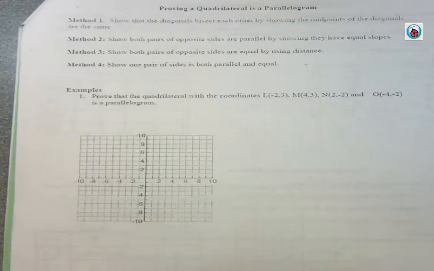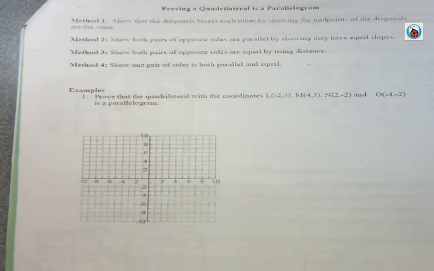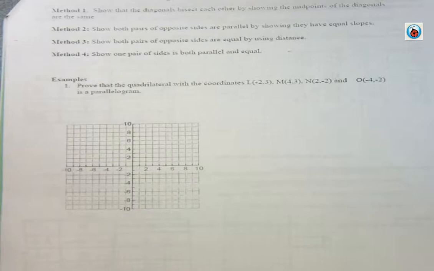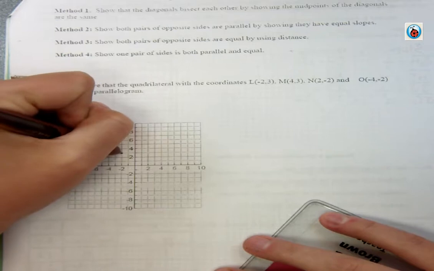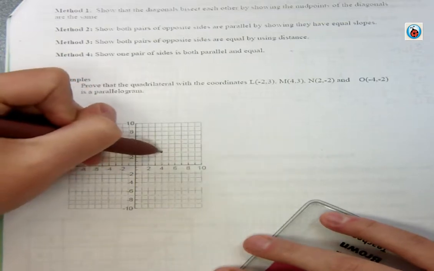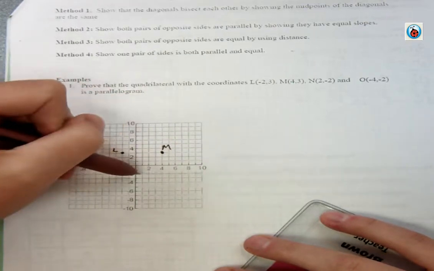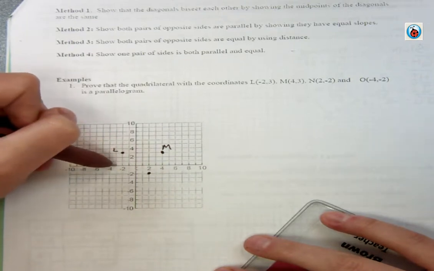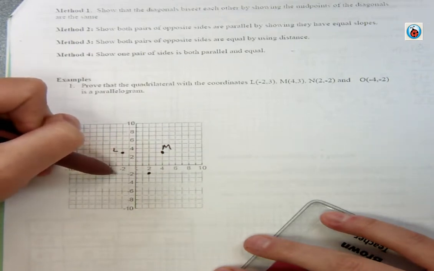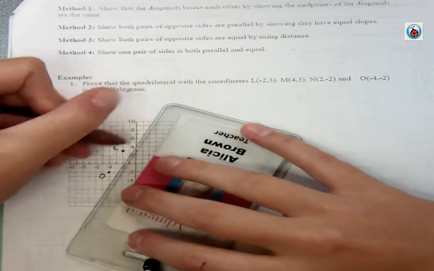Alright, so we are on page 5 of the packet, and we are on example 1. We are going to first graph these points. So it's (-2, 3), (4, 3). This is L and M. Then (2, -2), and (-3, -2)... (-4, -2). There we go. That's better. L, M, N, O.